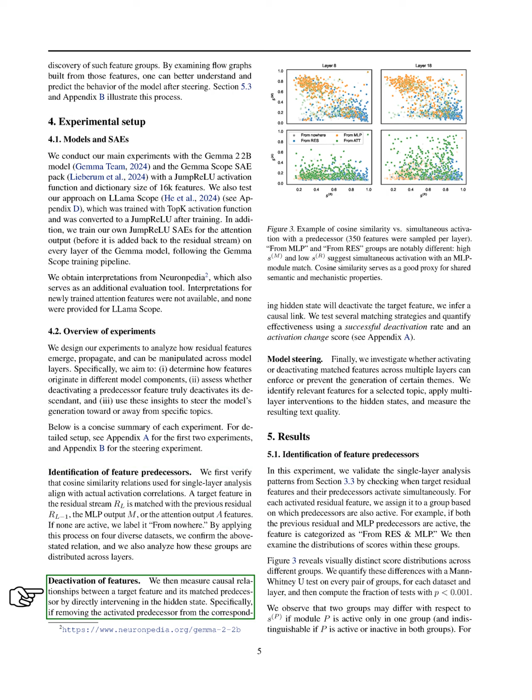Next, we investigate the deactivation of features by measuring causal relationships between a target feature and its matched predecessor. We do this by intervening in the hidden state. If removing the activated predecessor deactivates the target feature, we establish a causal link. We test multiple matching strategies and evaluate their effectiveness through a deactivation success rate and an activation change score.